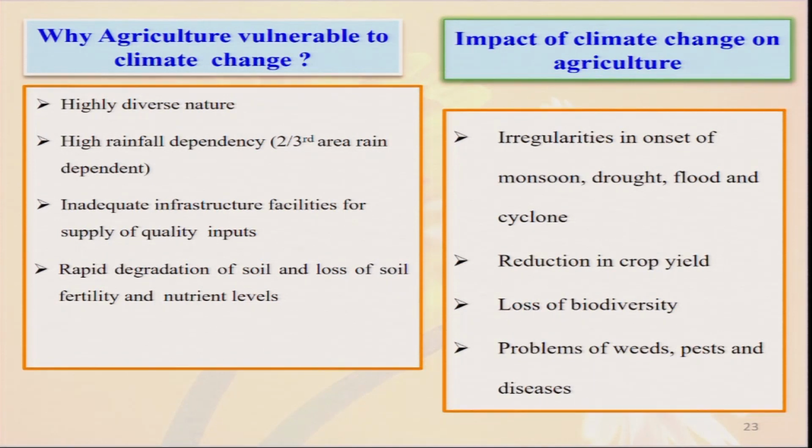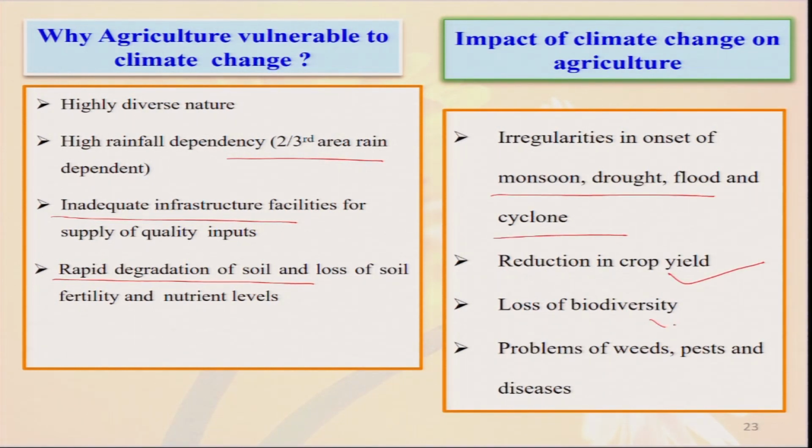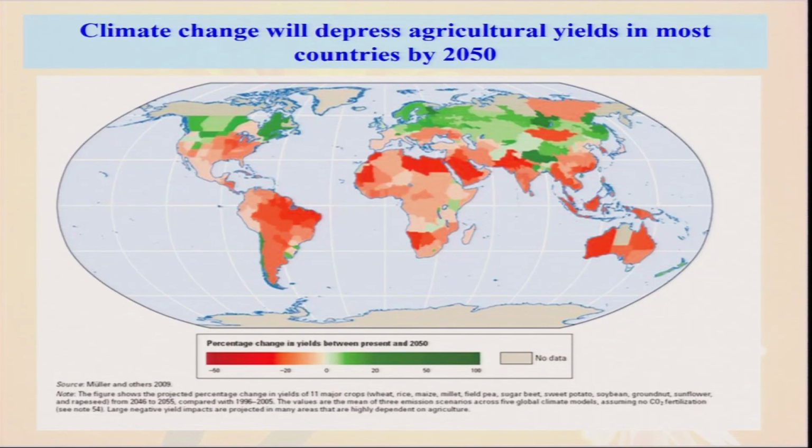So why is agriculture vulnerable to climate change? Because it is highly diverse in nature, there is huge rainfall dependency, we do not have irrigation everywhere, our infrastructure is not adequate, and there is rapid degradation of the soil. And also we are getting monsoon, flood, cyclone, so our yield will be less, our biodiversity will be less, and I have already discussed the problem of weed, pest and disease. We will answer these again in the near future. So we have to take care of these things in our classes.